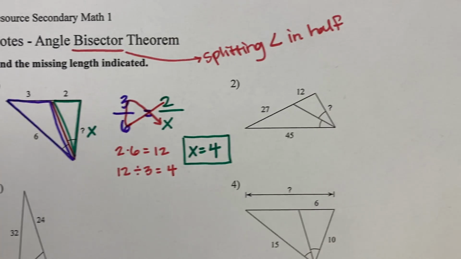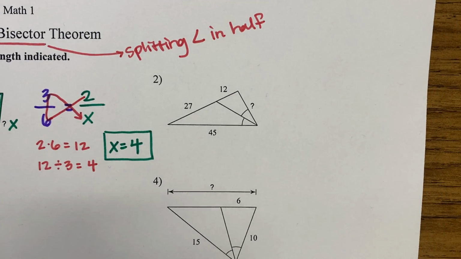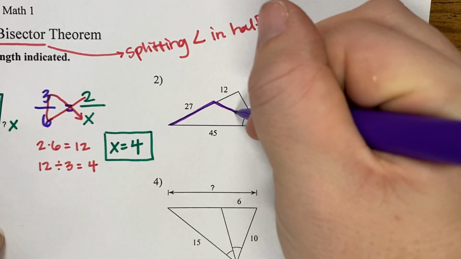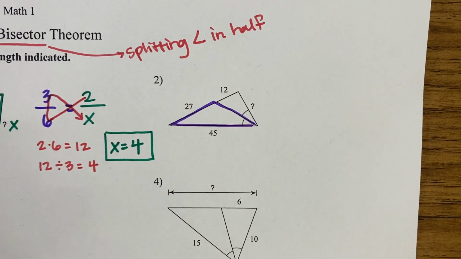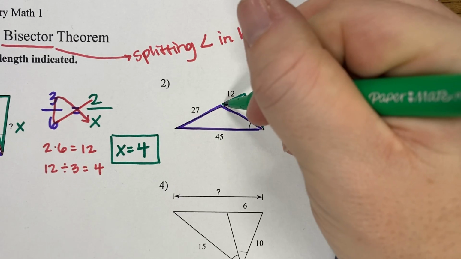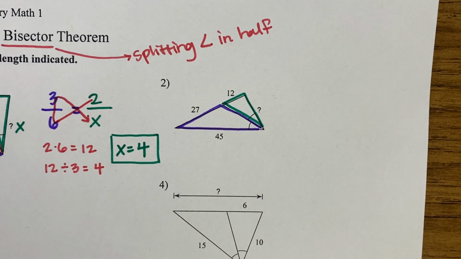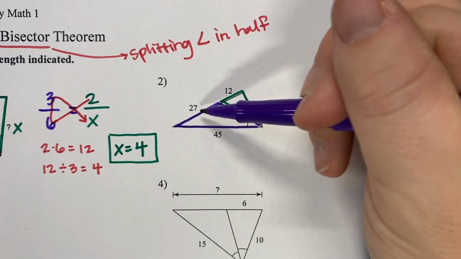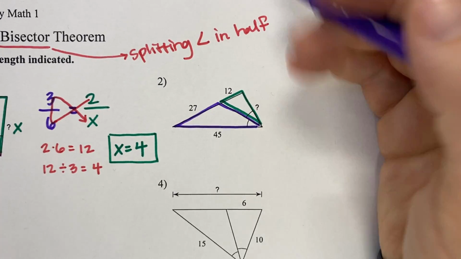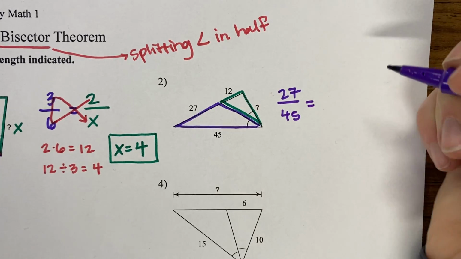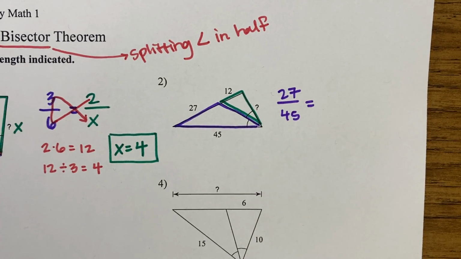Okay, let's try that again. We have number 2. So I'm going to split this into two triangles. My purple triangle is my bigger one, and the green one is my other one. Okay, so remember these two triangles are proportional. Okay, so I'm going to take, again, my short over long, or think top over that side, this side over that side, 27/45, and it's set equal to the green triangle.